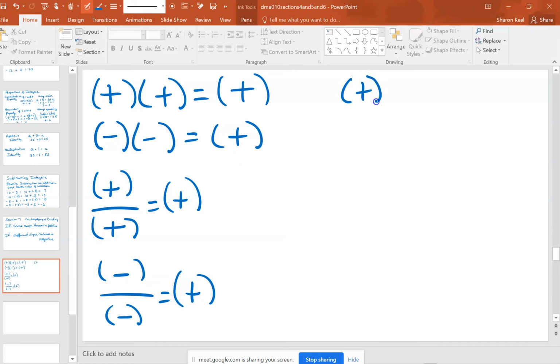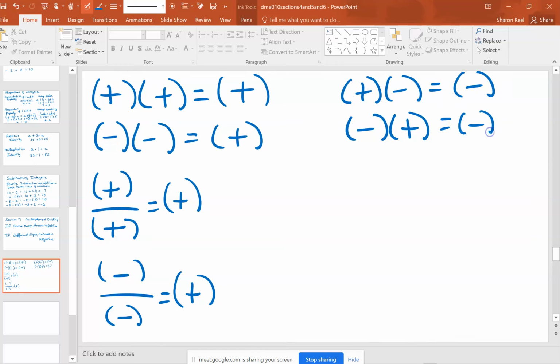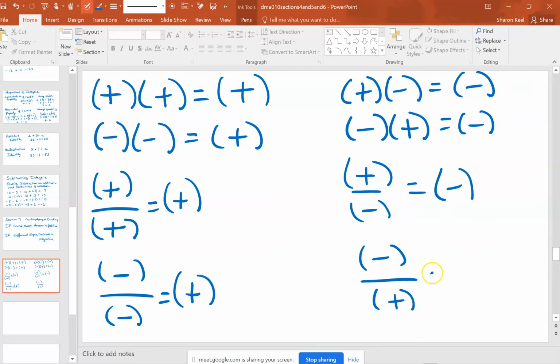If you multiply a positive and a negative, or if the negative's first and the positive second, one's negative, your answer is going to be negative. If you divide a positive and a negative, it's negative. If the negative were on top and the positive on the bottom, guess what? It's still going to be a negative.